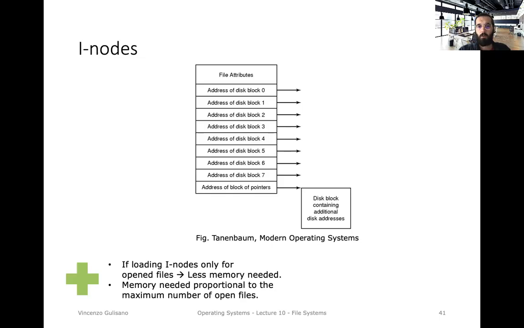Now, if you only load inodes for the files you actually open, they take less memory. You need to maintain a smaller amount of information in memory about the files that are open. And it's also proportional to the number of files that you have open. But it becomes complicated again when you have very large files because of these mechanisms of pointing to a block that contains pointers and so on. So it works well as long as the majority of files take a number of blocks that is more or less covered by the ones that are already made available directly in the inode.